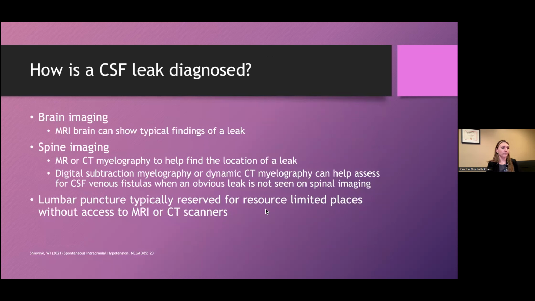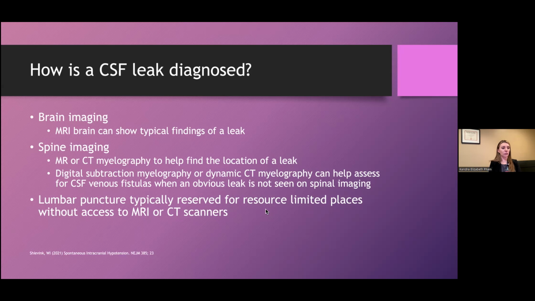So we can have some findings on brain imaging. Most of the time, not always, but most of the time, there will be some sort of finding on a brain MRI. That could be where the dura that lines the spinal cord, which also lines the brain, can show enhancement, so it lights up bright on an MRI. There could also be collections of fluid just beneath that dura.